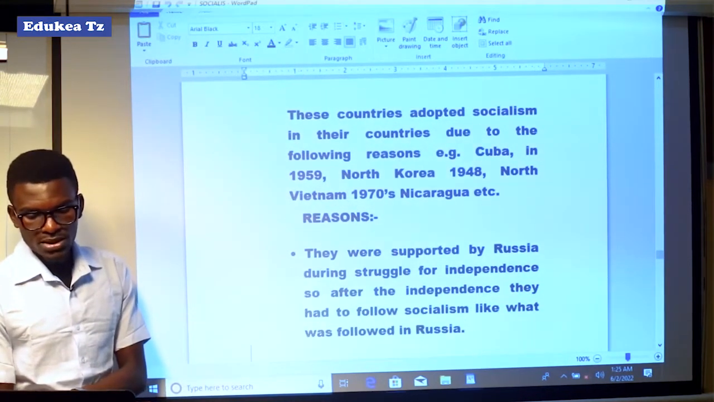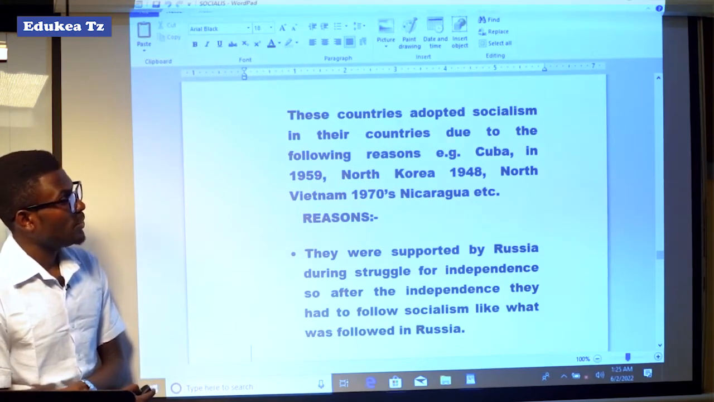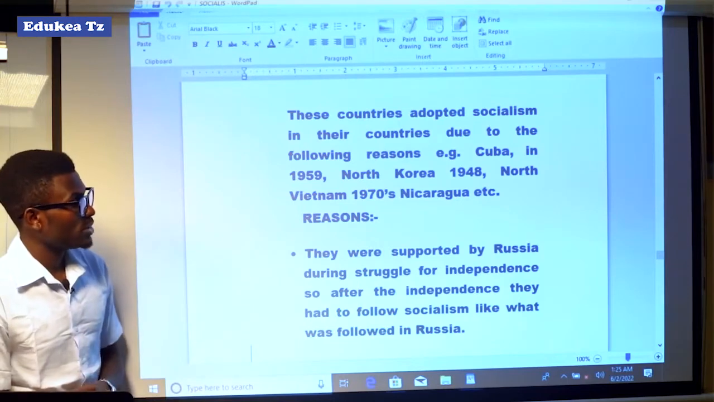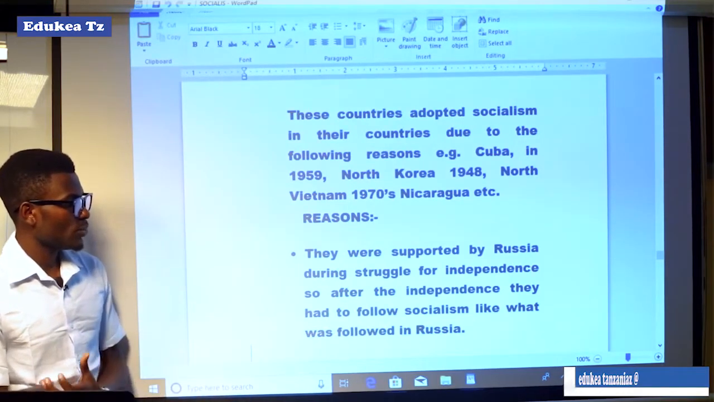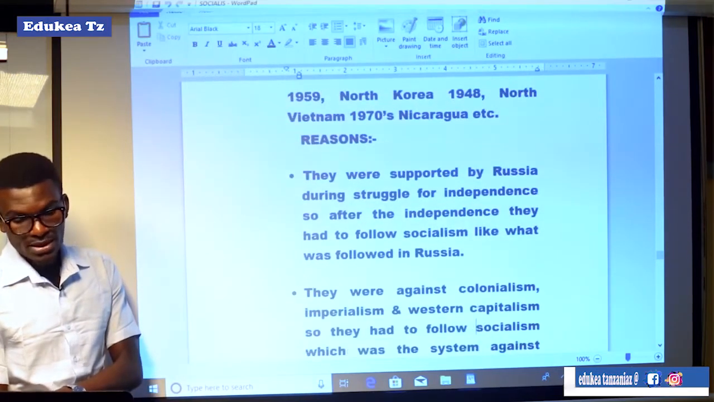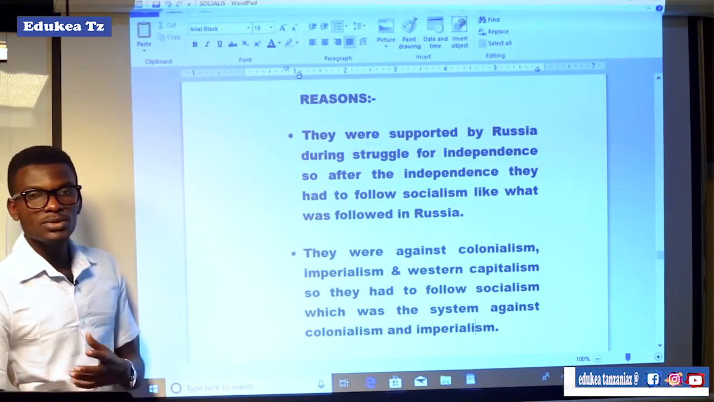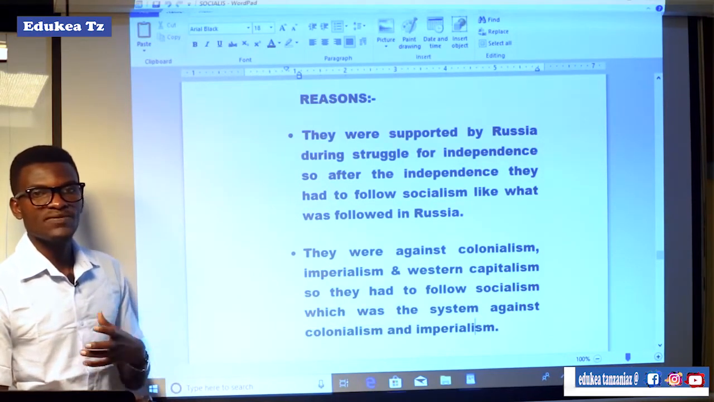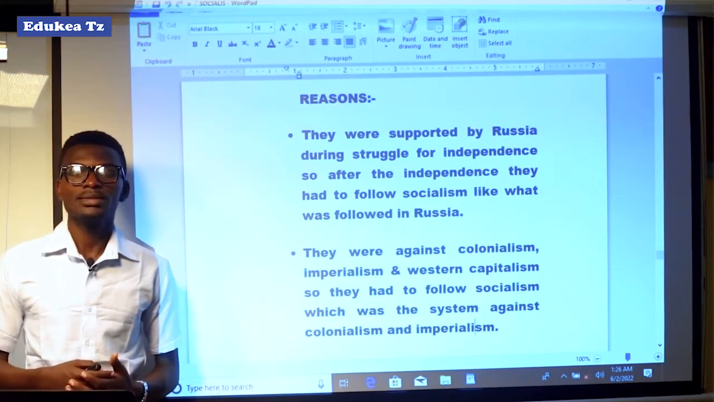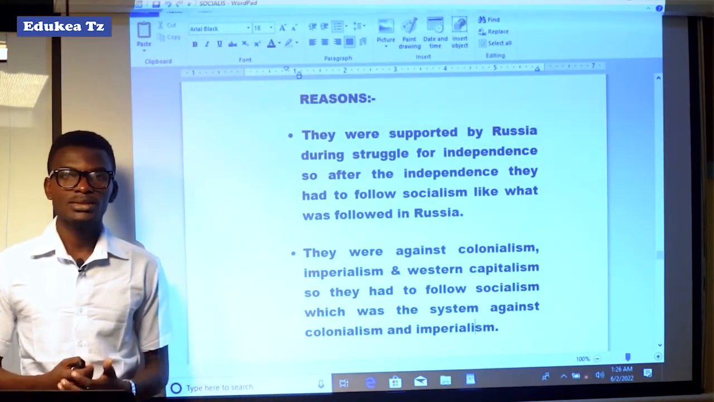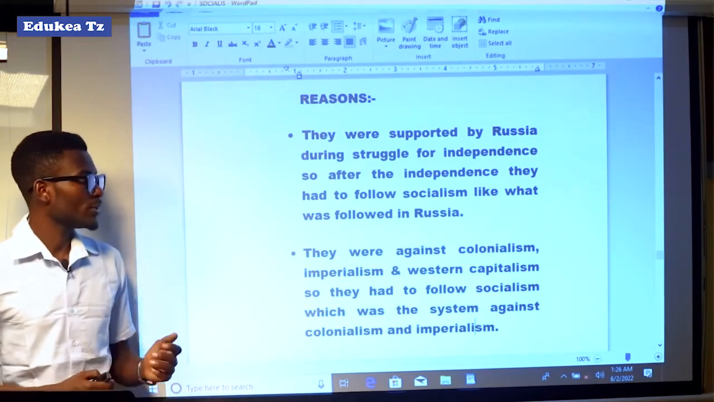What were the reasons for those third world countries to adopt socialism? The first reason was that they were supported by Russia during the struggle for independence. So after independence, they adopted socialism like what was followed in Russia. It means that those third world countries received assistance or support from Russia, and that's why after their independence they decided to support Russia as she was practicing socialism. And that's why socialism became dominant in those third world countries that gained support from the USSR or Russia.